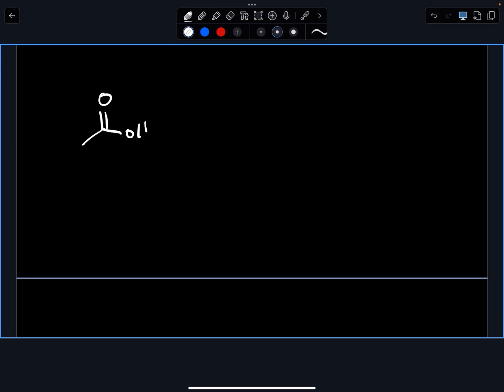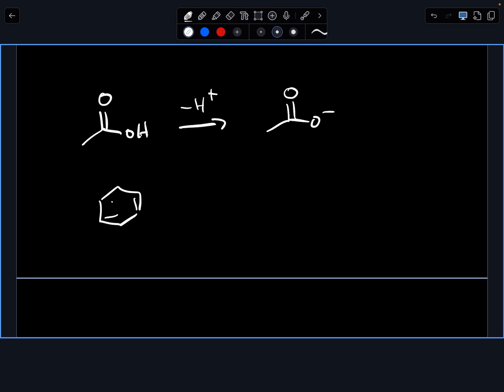Because a carboxylic acid is an acid, so it loses H plus and becomes O minus. So you need a base. It needs to be a high pH to turn it into the O minus to make it water soluble. Phenol, same thing. OH, you lose H plus to become O minus. Once it's negatively charged, it becomes water soluble, and you need to go above pH 12 or whatever.